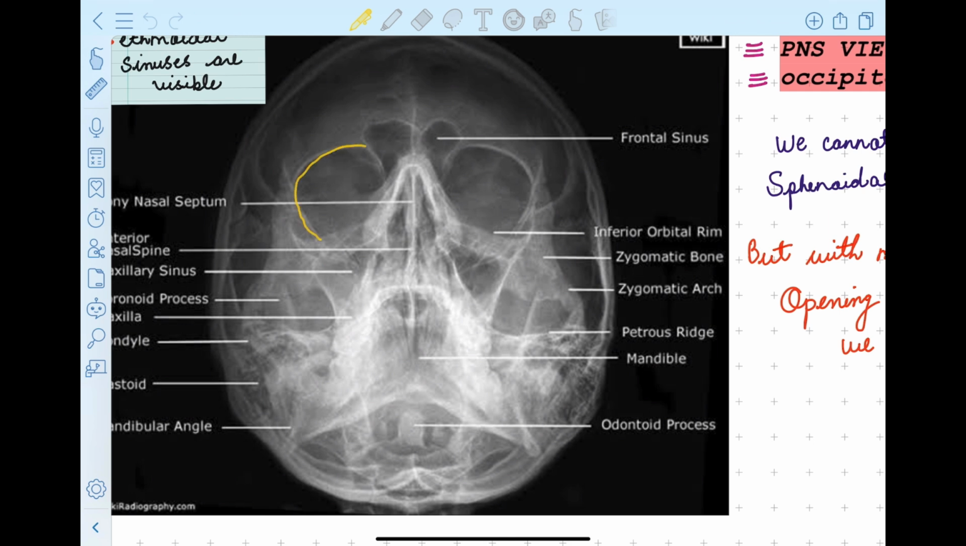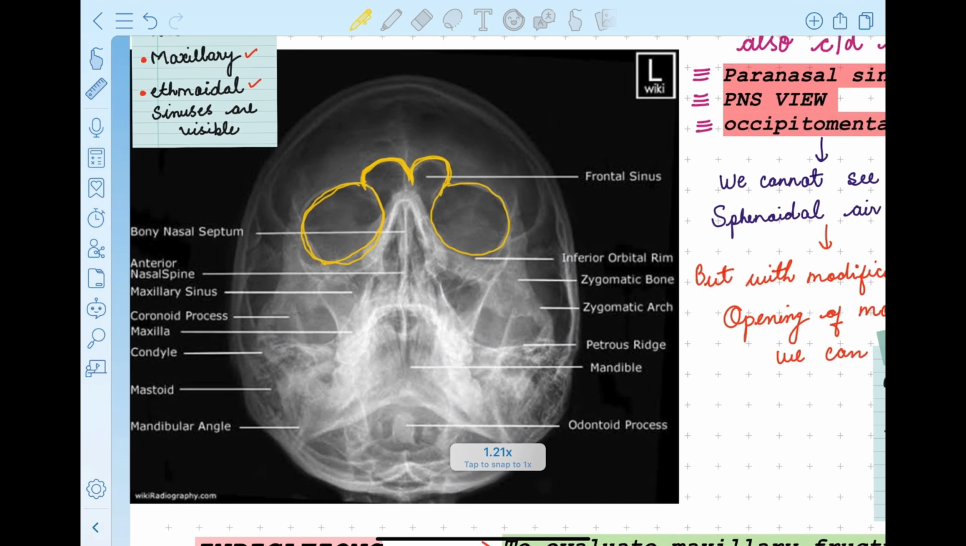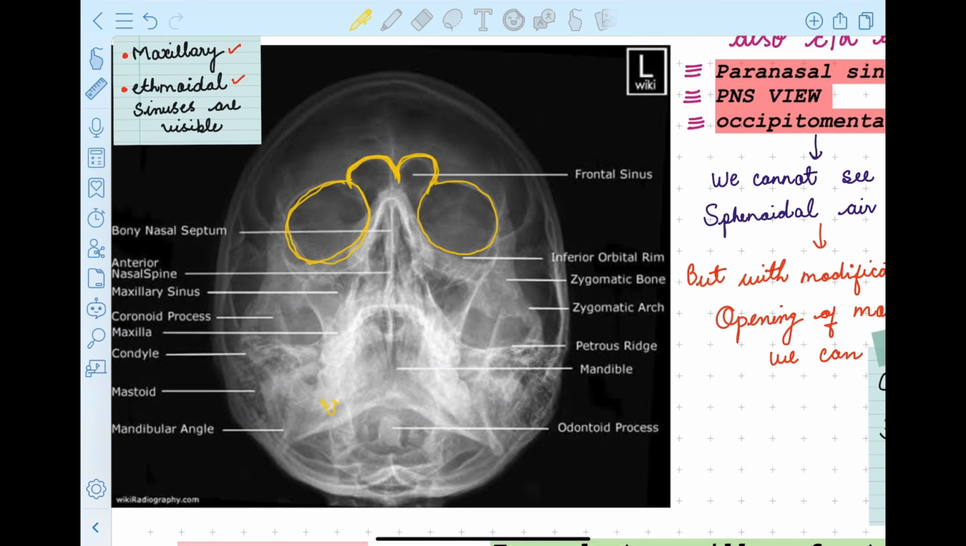You will see two big circles. Okay, this is a trick. And two small circles or a heart. Two big circles and an incomplete heart. Okay, so this is how you're going to identify. This is Waters view.